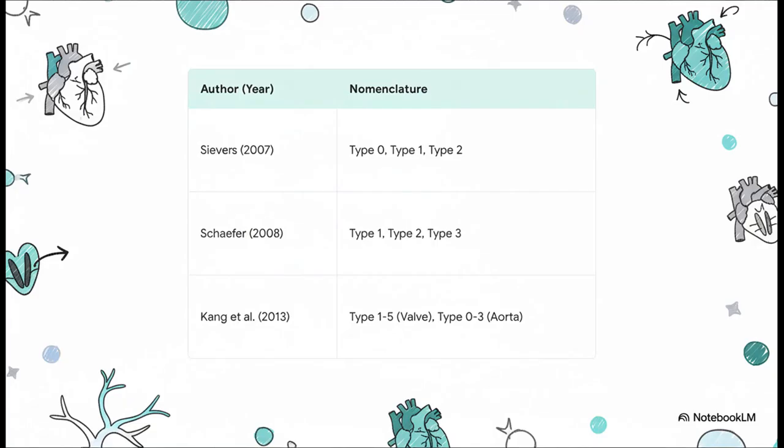I mean, just look at this mess. One system calls something a type 1, another system calls the same thing a type 2. Some use this crazy mix of numbers and letters. The Sievers classification even threw a one-leaflet valve into its bicuspid system. It was a total nightmare. You couldn't compare research from one hospital to another, let alone from different countries.